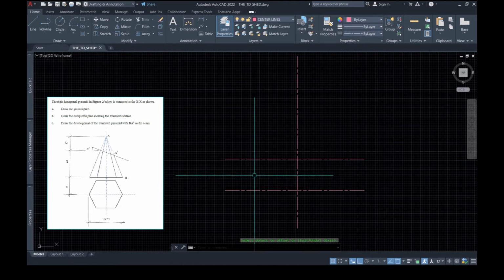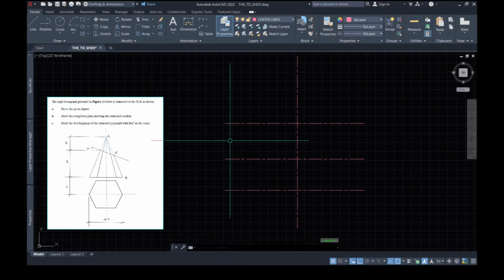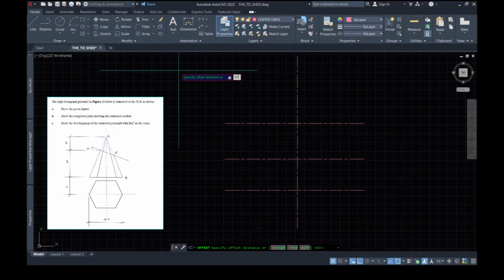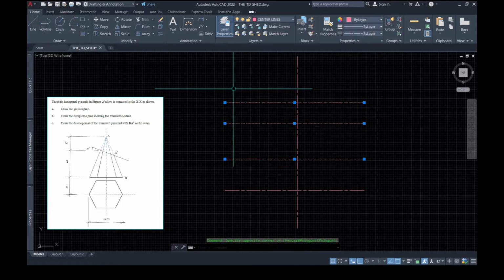Then we will offset the distance from the base of our pyramid to the point on the side of the pyramid where the pyramid is cut at the angle of 30 degrees. This distance is 63 millimeters. Finally, we offset the distance of 37 millimeters from this point to the apex of our pyramid. We now convert these three lines to construction lines.